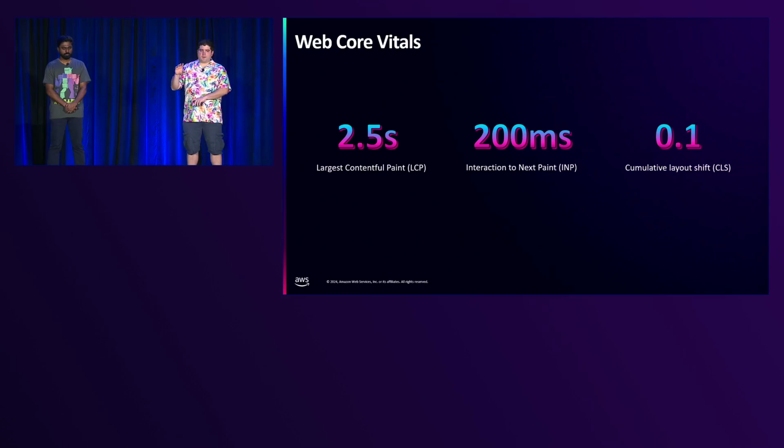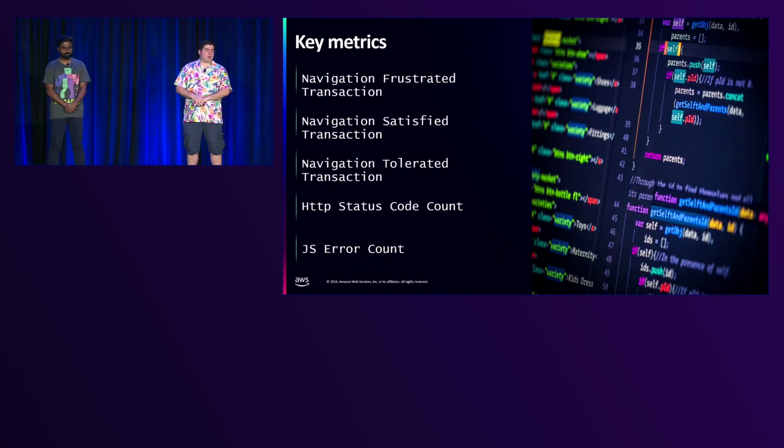Now, in terms of other metrics we want to take a look at, we have things like navigation, frustrated, satisfied, and tolerated transactions, HTTP status code counts, and then JavaScript error counts. These are actual metrics that you can use to evaluate the overall performance of your site.